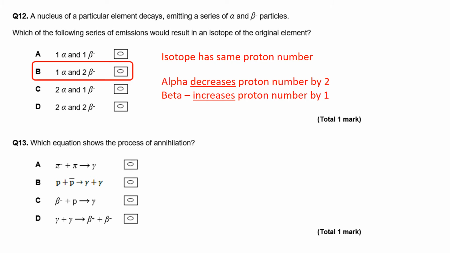So which equation shows the process of annihilation? So annihilation is when a particle meets its antiparticle and produces 2 photons. So we can see that eliminates A straight away. And if we have a look at B, we've got a proton and an antiproton producing 2 gamma photons, so that's a winner. C is an electron meeting a proton. Those are both particles. Option D is actually the opposite process. That's pair production, where photons produce a particle and its antiparticle.